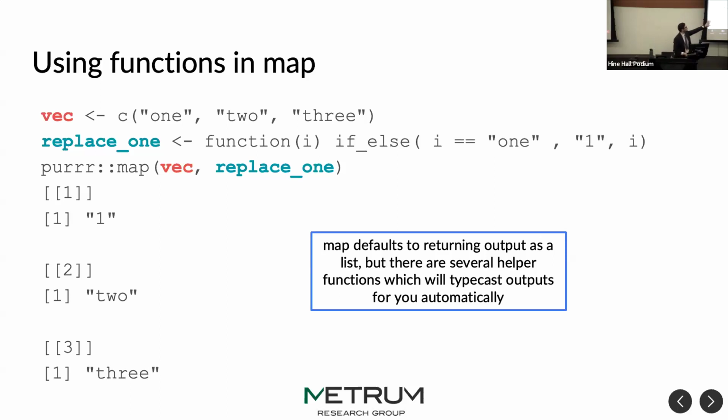You'll notice this output is a little different from what's been shown previously. This is returning a list. That is what map returns by default. There's a bunch of helper functions that will automatically typecast your output for you, so it comes out in the format that you want to see. The default is list.